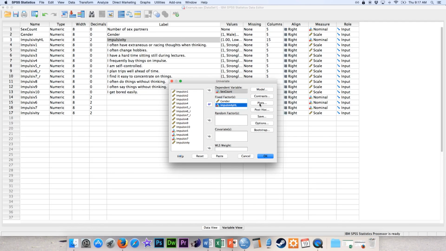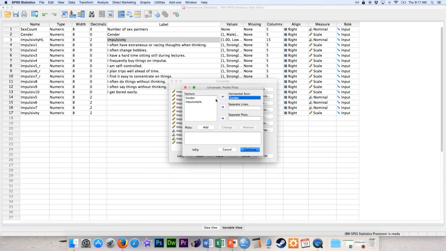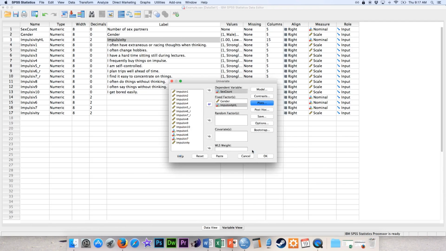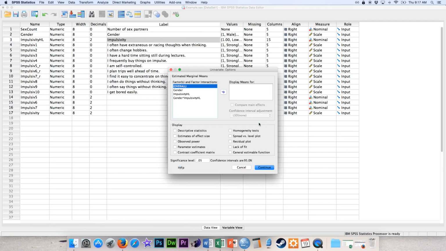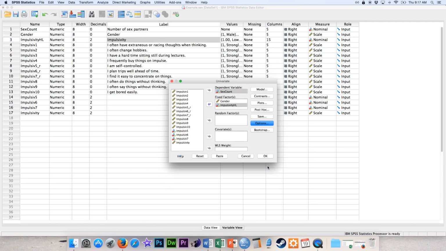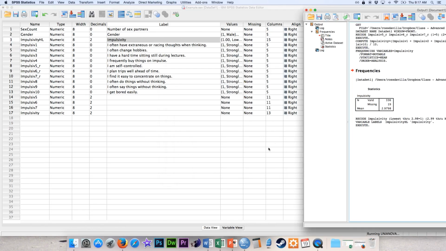We also want to set up a plot so we can put any one on the horizontal axis and the other in the separate lines. Click Add. But I like to make a version of each just in case one makes more sense to me. So I'll go ahead and create the opposite version too. They'll show the same results, they'll just show it kind of differently. So I'll click Continue. And then under Options, make sure to click Descriptive Statistics so that we get the means and standard deviations for each group. And again, hit Continue. So here we're going to hit OK and see what our results are.